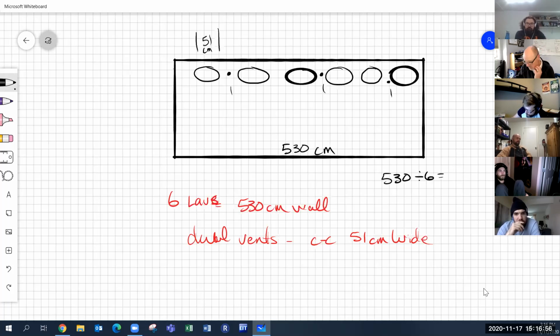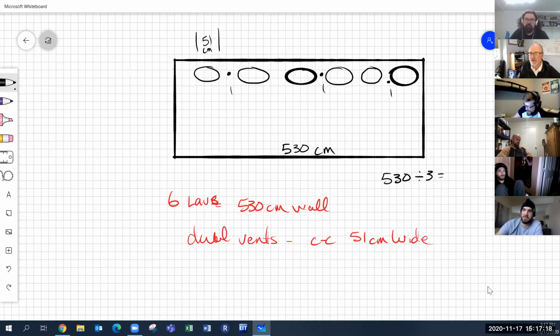Is that how we got that to start? Doug? I think you're gonna take it way too far again, buddy. You're right. Since you have 6 lavs and they're all dual vented, you get 3 vents total. So you take your 530 centimeters and divide it by 3. That gives you your answer. End of question. See how easy that is?